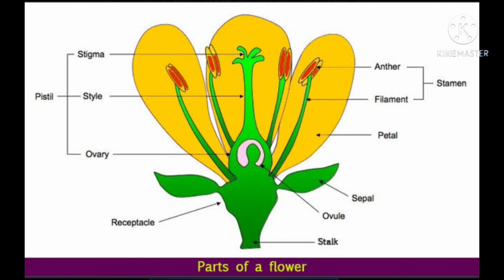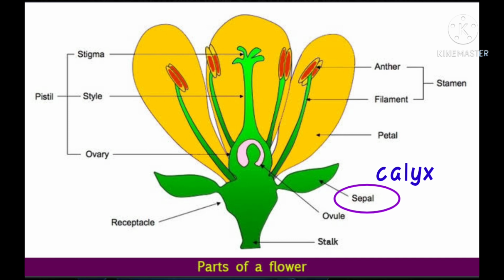Now, you can see the picture. At the base of the flower, you can see very small leaf-like structures, green in color. They are called sepal or calyx. What are they called? Sepal or calyx. What will be the function of the sepal or the calyx? It helps or protects the flower in the bud stage. It completely covers the flower and protects it when they are in the bud stage.